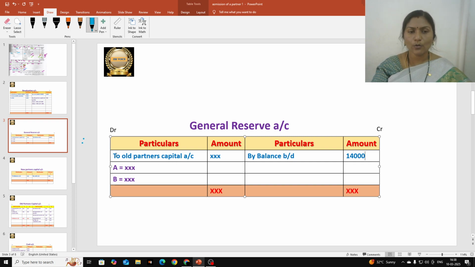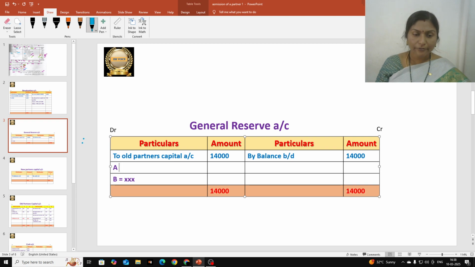So debit side to old partners capital account. How much should we write in the amount column? We should write the same amount, 14,000, and in totals also, on both sides, we should write 14,000, 14,000. And here 14,000 we should distribute to partners.